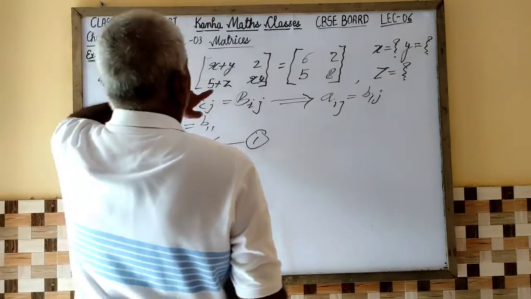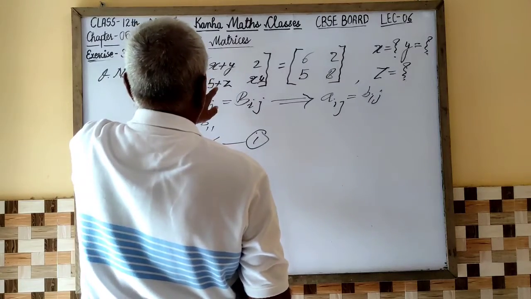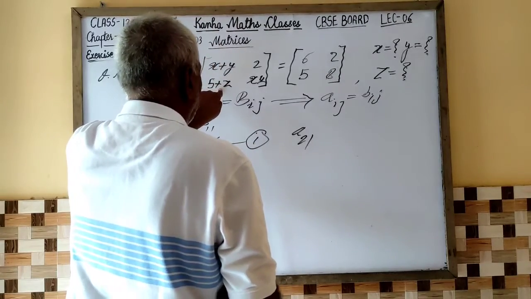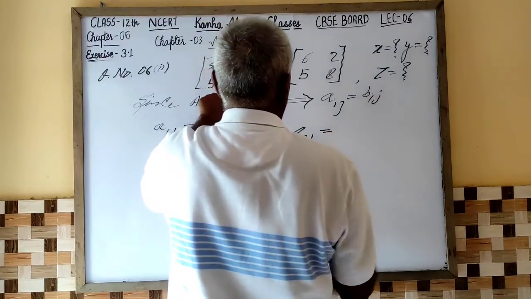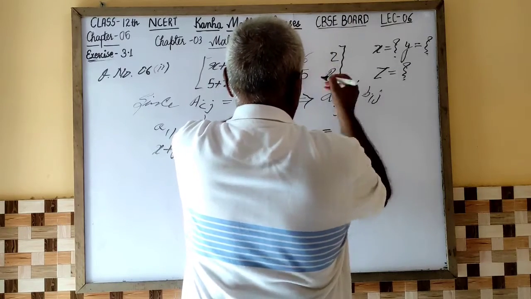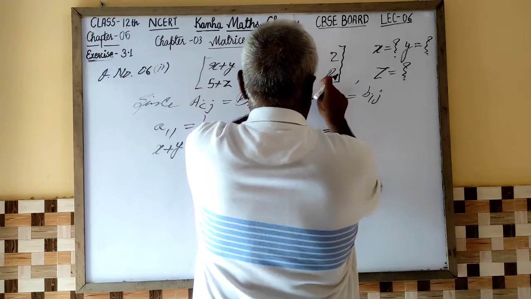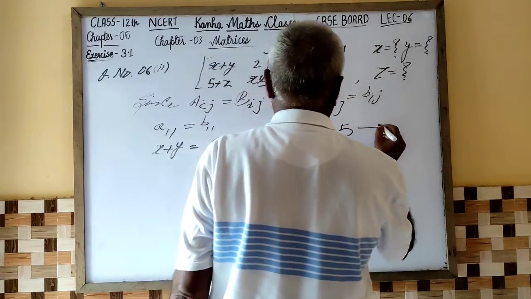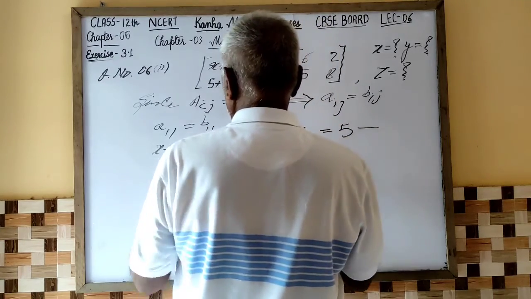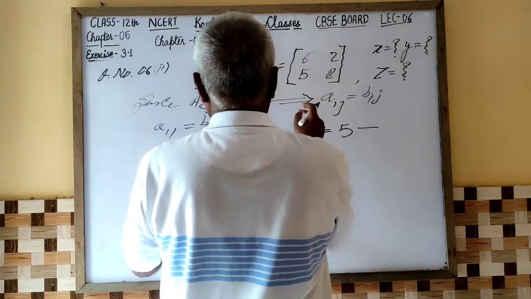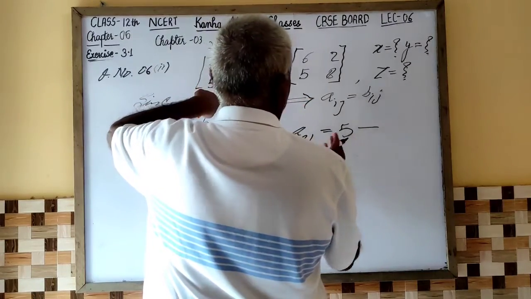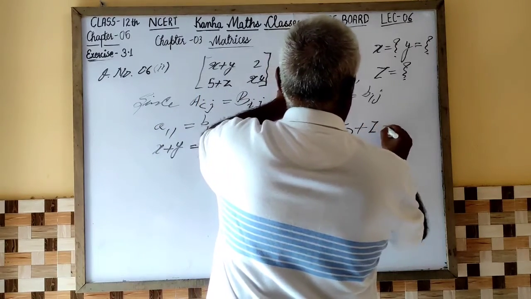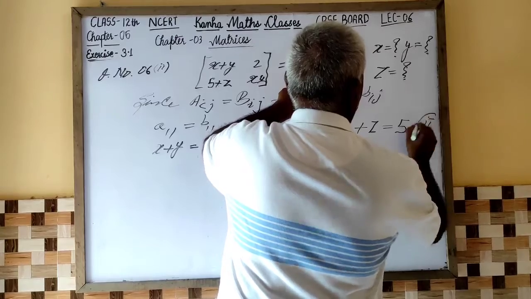Similarly, we may equate A21, the element of the second row and first column, to the corresponding element of the second matrix, second row and first column, which is 5. A21 is 5 plus z in the first matrix, so 5 plus z is equal to 5. This is equation 2.